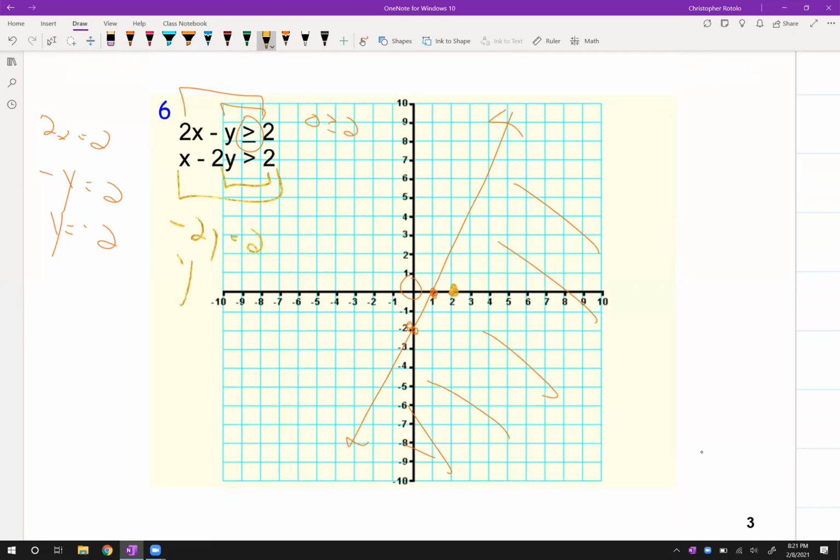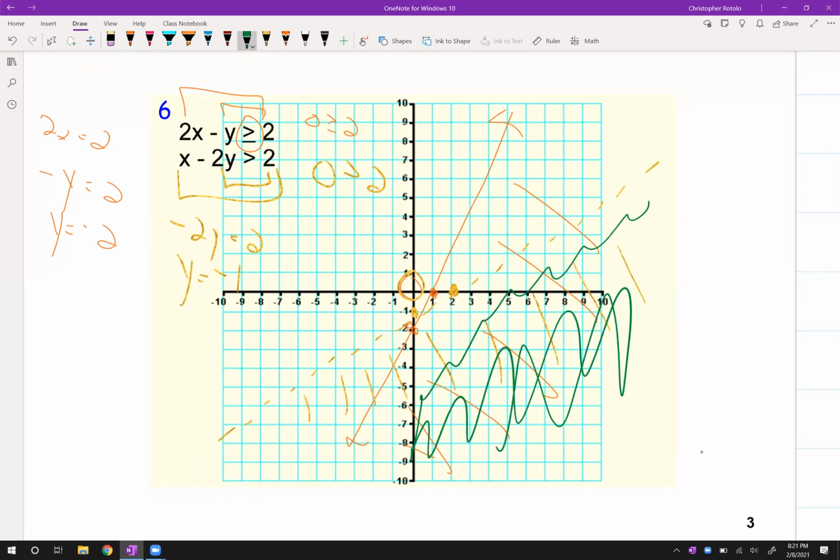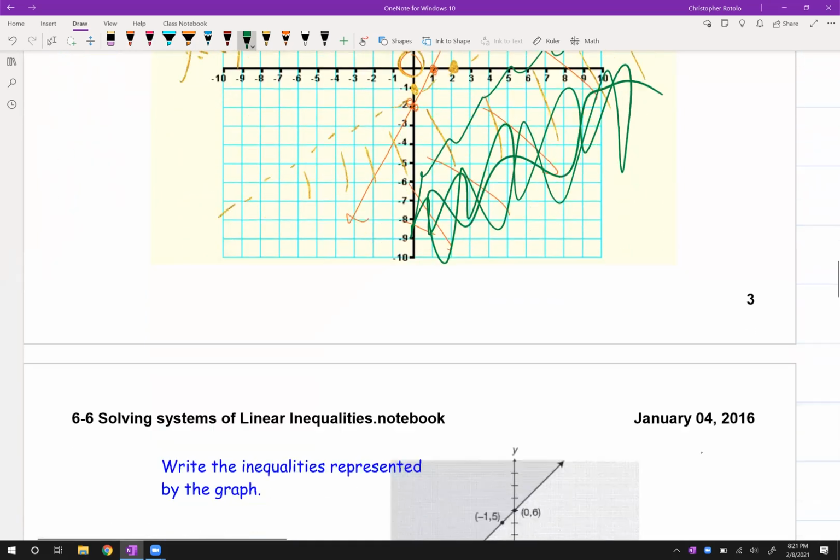-2y equals 2. So y is -1. And that one's going to be dashed. And we'll test it out. Is 0 greater than 2? Right. So that's on the top of the line. No. Okay, so the area is shaded twice. We got this right-hand side of the graph.